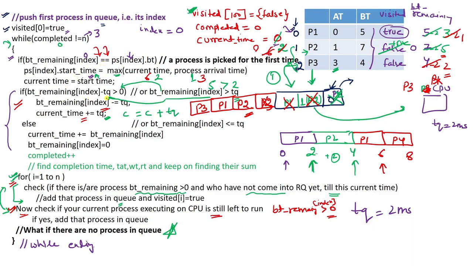Okay, so 5 minus 2, it is 3. That means this process has to run due to this code. So come here and just say 5 minus 2, 3. So we will run this P2. So this P2 is running here.